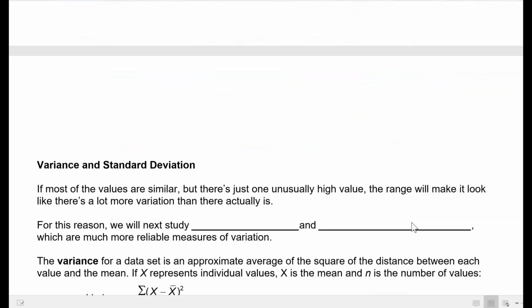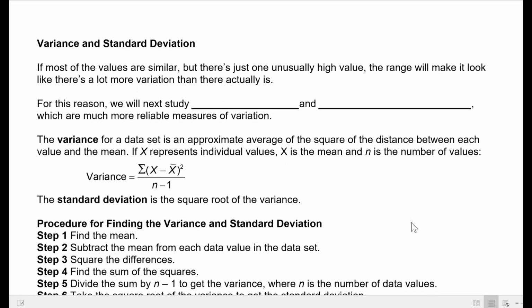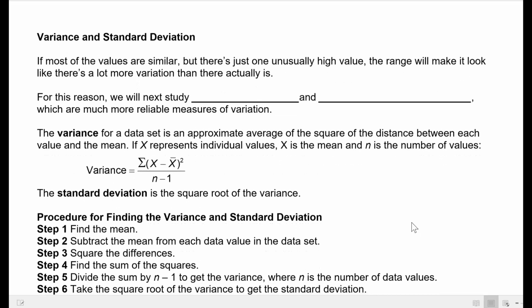All right, so that's, I would say, the easiest way to determine some variation. Next, we're going to talk about variance and standard deviation, which is a little bit more complex. Sometimes if there's just one unusually high or low value, then the range will make it look like there's a lot more variation than there actually is. For example, maybe you have a list of numbers like 48, 49, 50, and then 500.